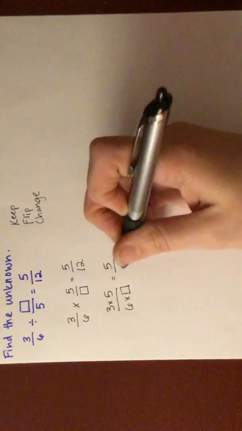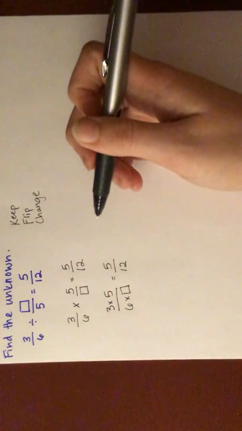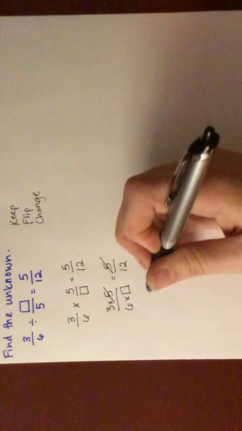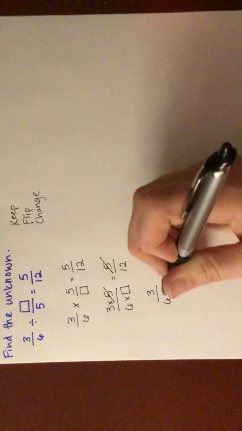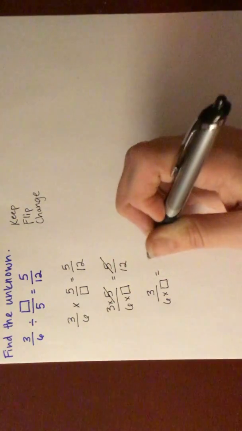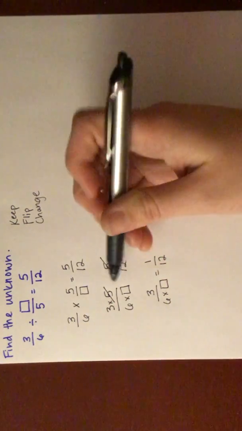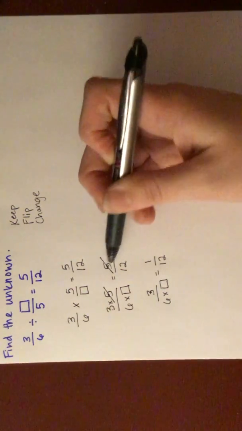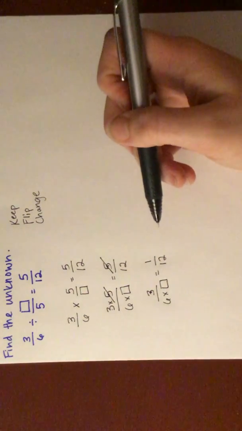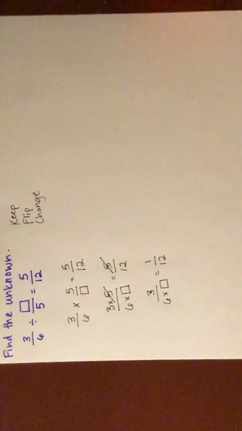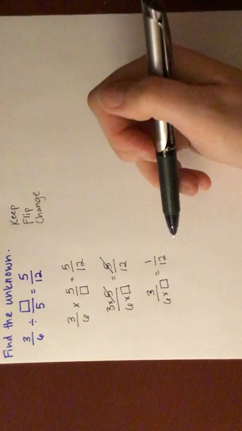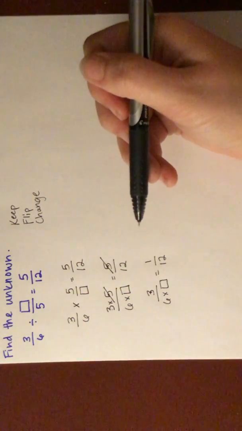equals 5/12. This one's a little bit trickier to look at this way. I can still eliminate these 5s, but that doesn't help me a whole lot because I still have 3 over 6 times my box equals 1 over 12. Because remember, this becomes a 1, so 3 times 1 is 3. And this becomes a 1, so I've got 1/12. So when I cross those numbers out that are the same on both sides, they just become a 1. And there's 2 ways I can look at this.